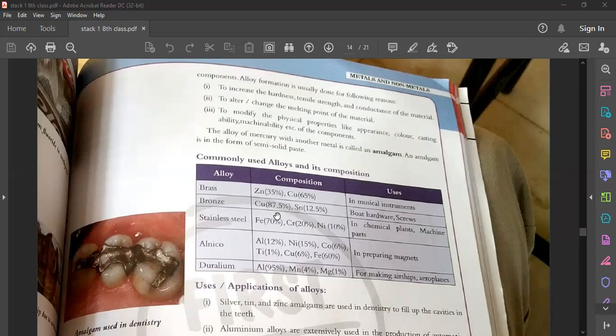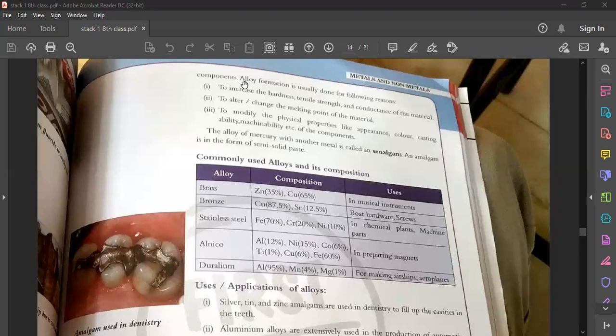Okay, just remember what the elements are. Brass, bronze. What are the elements in brass? What are the elements in bronze? Uses are not that important, but composition is important. Suppose I ask, brass, what elements are there in brass? It is copper and zinc. But in the case of bronze, copper and tin, like this. Understanding?